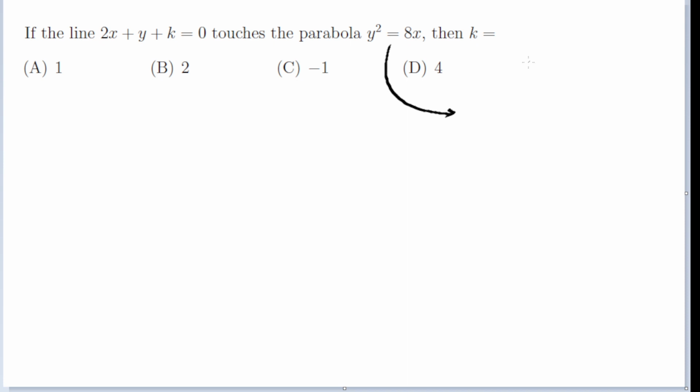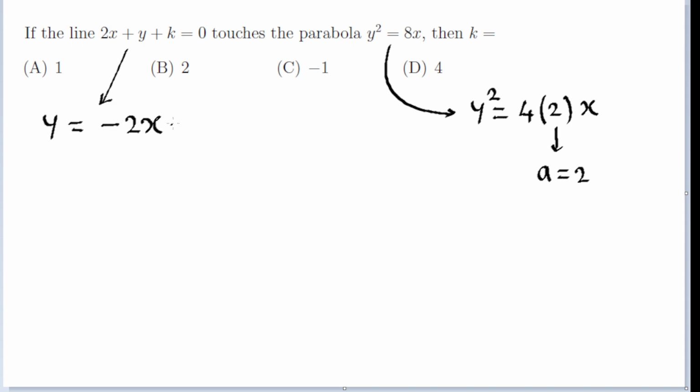So from the equation of the parabola, we can easily find out the value of a. So therefore we get a as 2, right? Comparing with y square equal to 4ax. Similarly, rewriting the equation of the line which is a tangent in the form y equal to mx plus c, we get the value of c as nothing but minus k, and the slope m is nothing but minus 2.